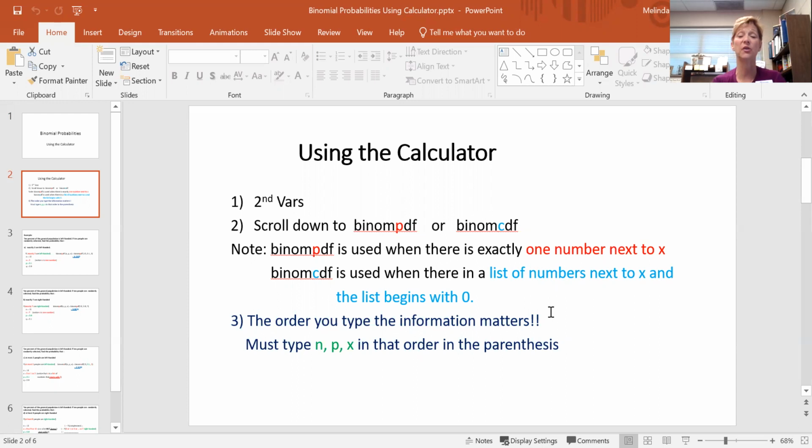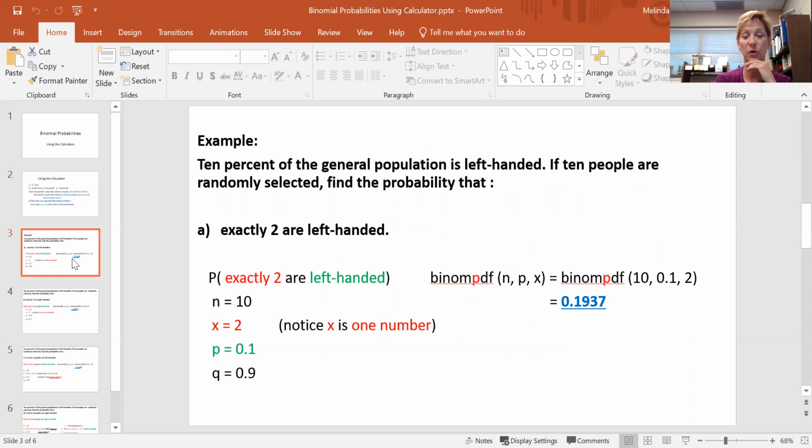Now, some of you have a newer version, and it probably says something like number of trials. That would be your N. Your successes would be your X. So if you've got a different machine and you can't figure it out, let me look at it and see if I can help you with that. Okay. Now let's go look at some examples and work our way through them and make sure we're clear.